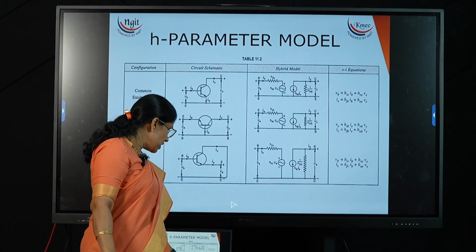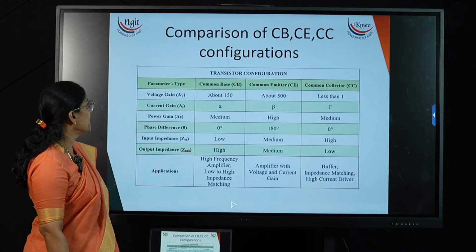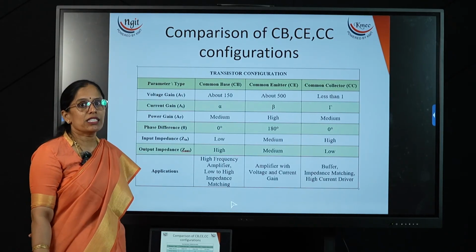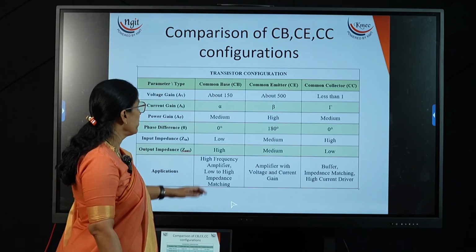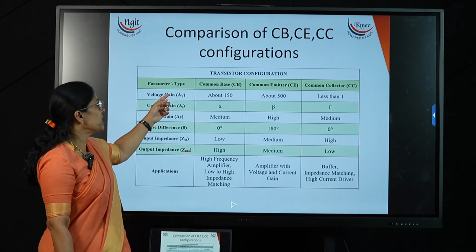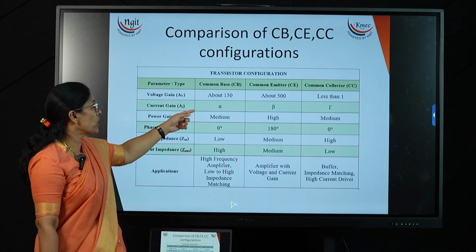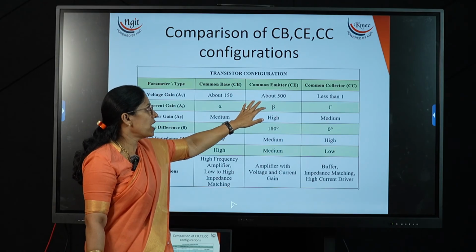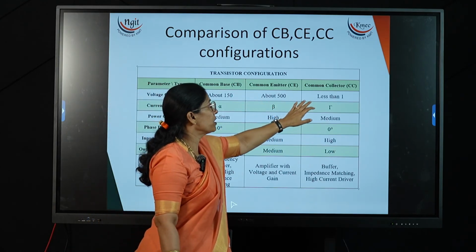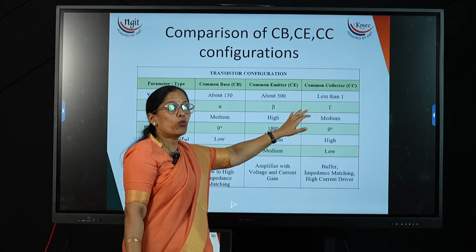And the next one is the comparison table. So this is CB, CE, CC. Just now we discussed the configurations, so now we will see the comparison. Voltage gain is output divided by input. In the common base it is moderate. In the common emitter it is high, around 500. In the common collector it is less than 1.